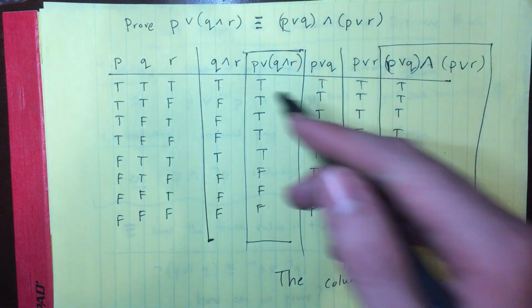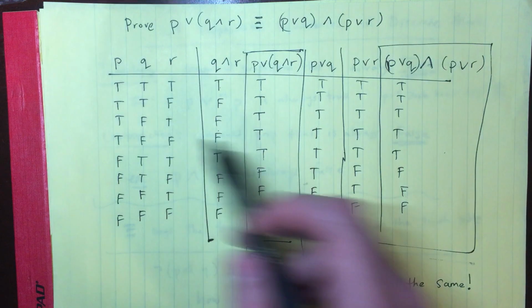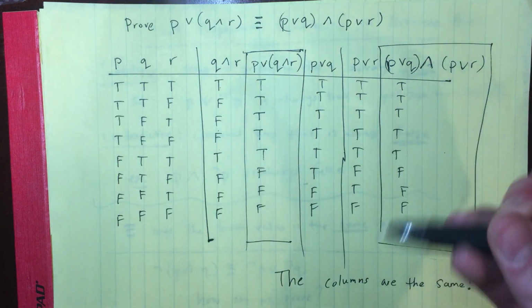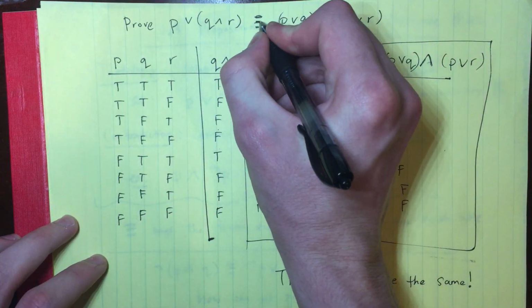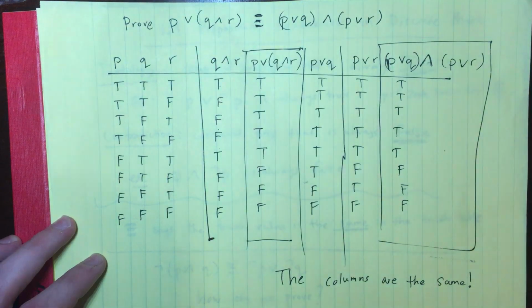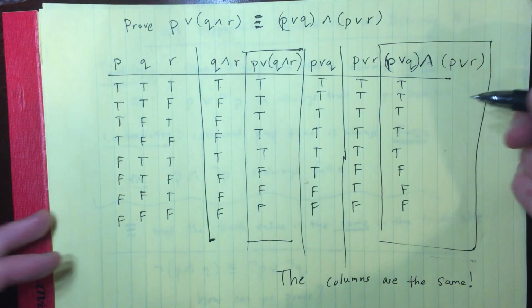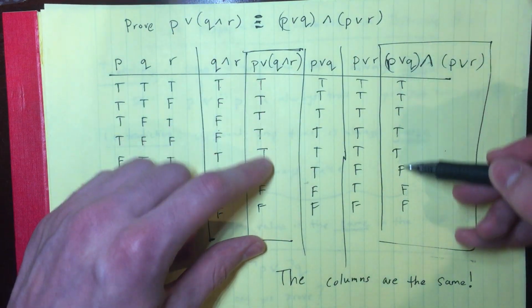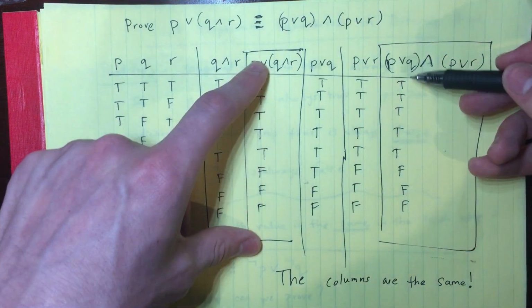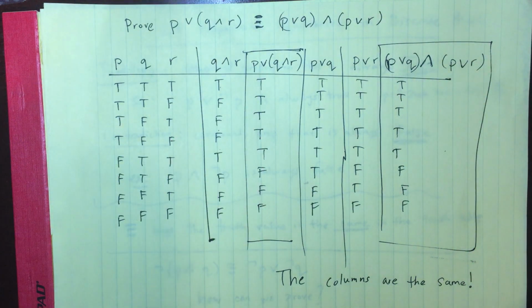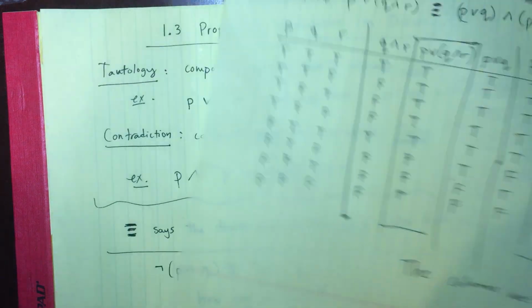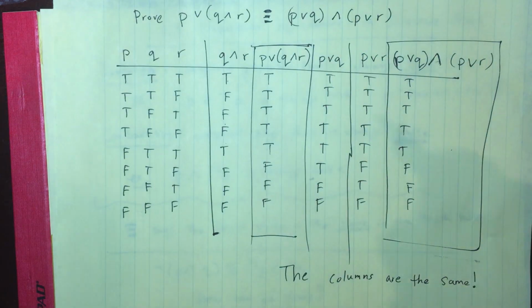And so we can prove these by finding this truth table, and we can prove that they're equivalent by looking at the end result and looking at these two columns right here. And since they're exactly the same, it proves that they are equivalent. That's just a little trick there.